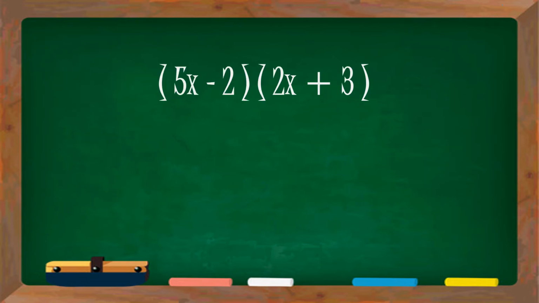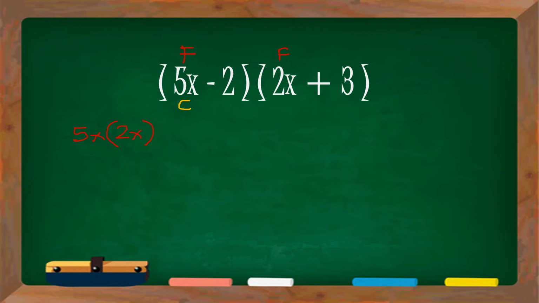Okay, another one. We have these two binomials, 5x minus 2 times the binomial 2x plus 3. So first step, let us identify the first terms. Of course, first terms are 5x and 2x. Okay, sulat ko na dito si first term. So we have 5x times 2x.